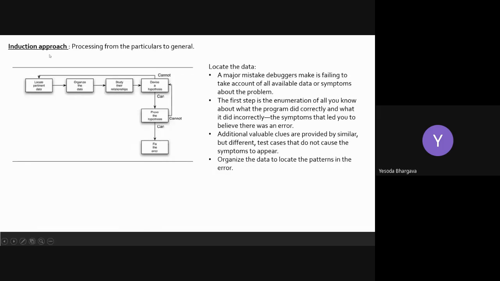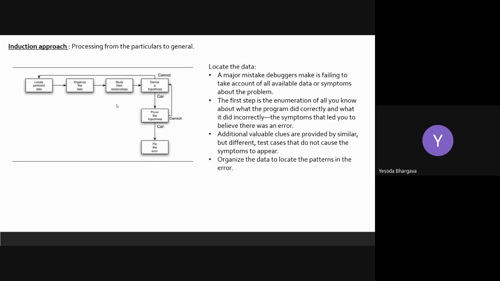Briefly, this can be understood as: you locate pertinent data. Pertinent means relevant to the context of the bug that you have identified. You organize the data related to the bug and you try to study the relationships. More or less, it's a data analytic approach in which a statistician is given some data and is trying to read the variables before trying to understand what insight can be gained from them.